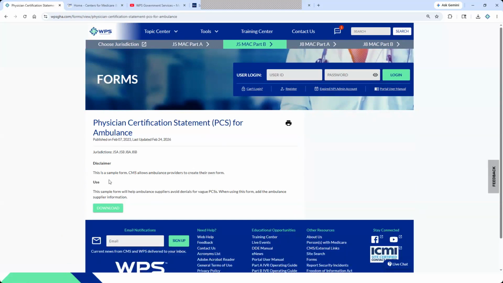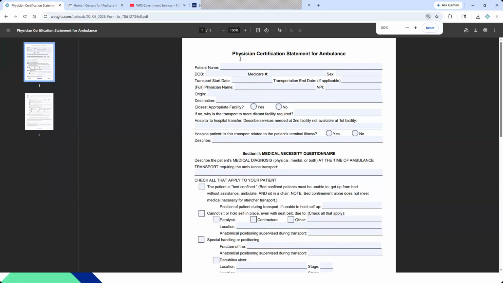It's going to explain a little bit about it. And again, remember, this is not mandated. This is a sample form. We're going to open it up. What happens is it gives us all of the basic information to make it super easy to find the patient. So that's the first problem that we sometimes have. Here's the start dates and the end dates.